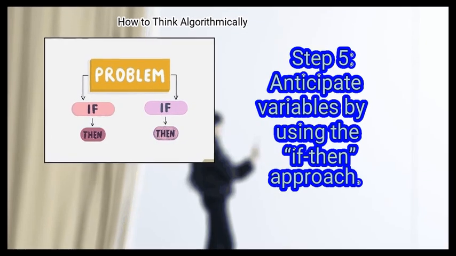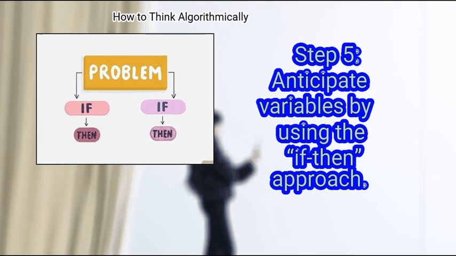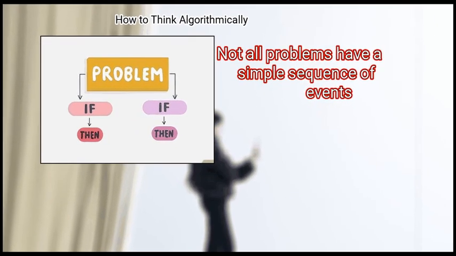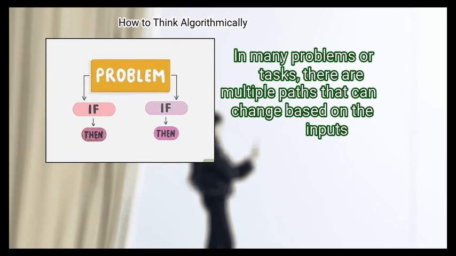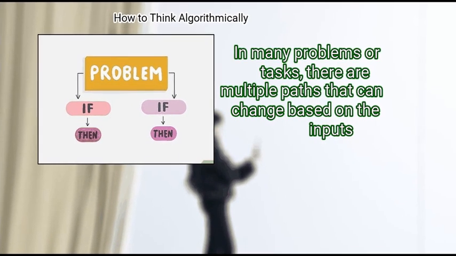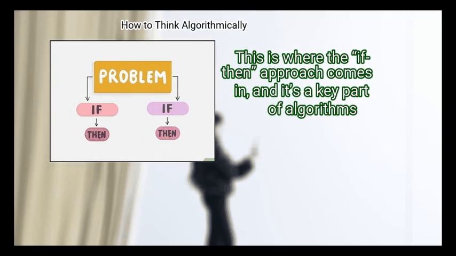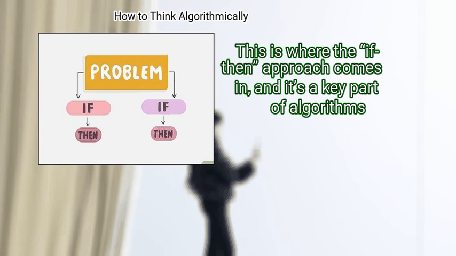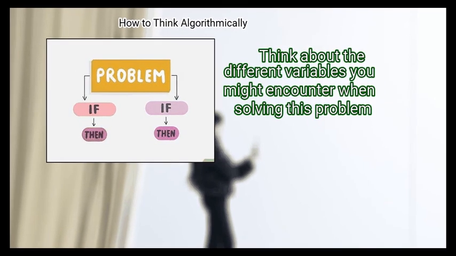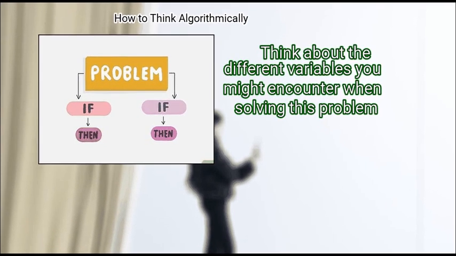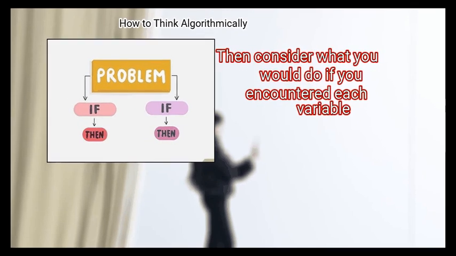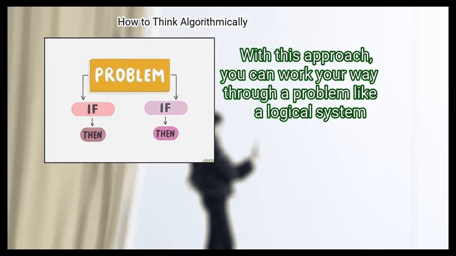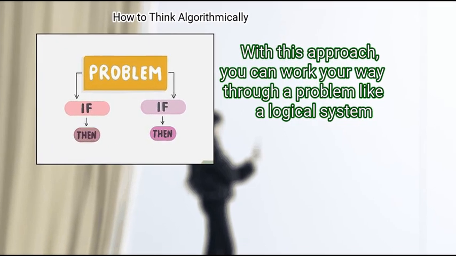Step 5. Anticipate variables by using the if-then approach. Not all problems have a simple sequence of events. In many problems or tasks, there are multiple paths that can change based on the inputs. This is where the if-then approach comes in, and it's a key part of algorithms. Think about the different variables you might encounter when solving this problem. Then consider what you would do if you encountered each variable. With this approach, you can work your way through a problem like a logical system.